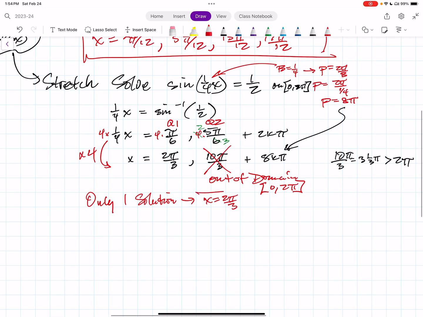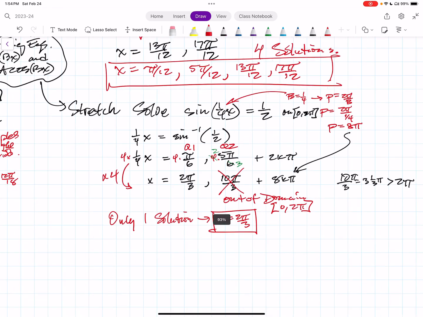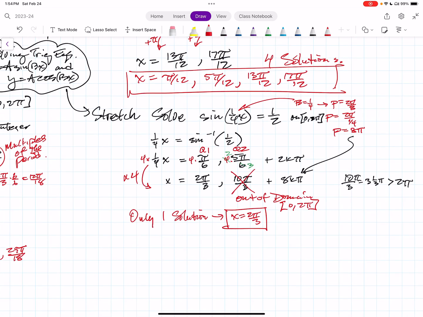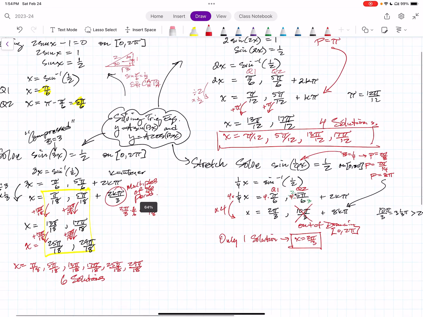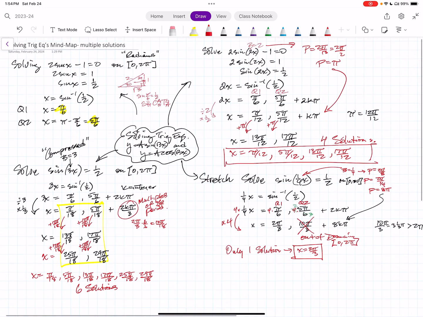Okay, there we go. So if you stretch it long enough, then guess what? You may only have one solution. If you compress it, as you've seen in the examples here, you can have 4 solutions if b is 2, and if b is 3, you can have 6 solutions. If b was 4, you'll have 8 solutions. We've done that before, right? But if b is a fraction and you stretch it out, you may only have one solution.